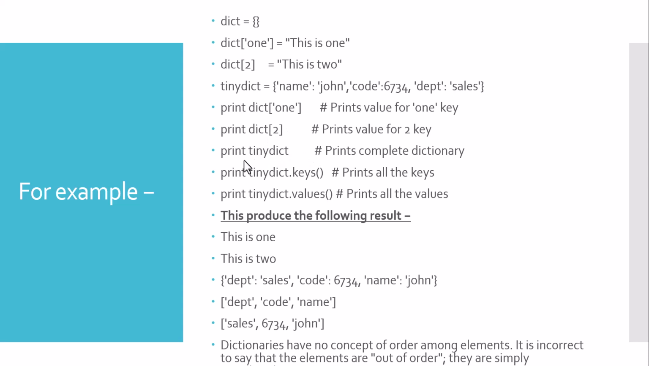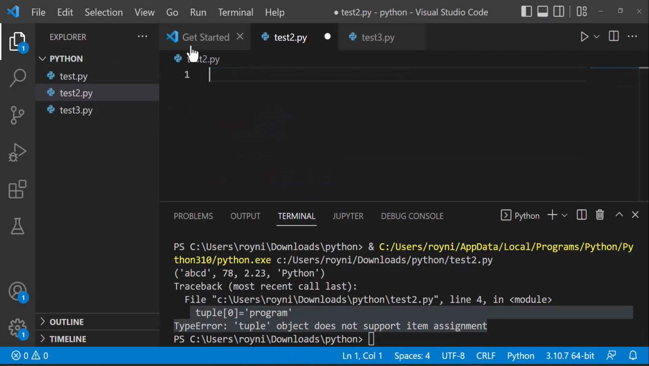And like here you can see, okay, and then here when we print teeny dict dot keys, then it will print only the keys like name, code, and department. Similarly, you can print all the values, teeny dict dot values, then it will print the values only, you can see here. But in a dictionary the elements are not in order. Dictionaries have no concept of order among the elements. It is incorrect to say that the elements are out of order, they are simply unordered, okay. We can see the example of the dictionary also, you can see here.